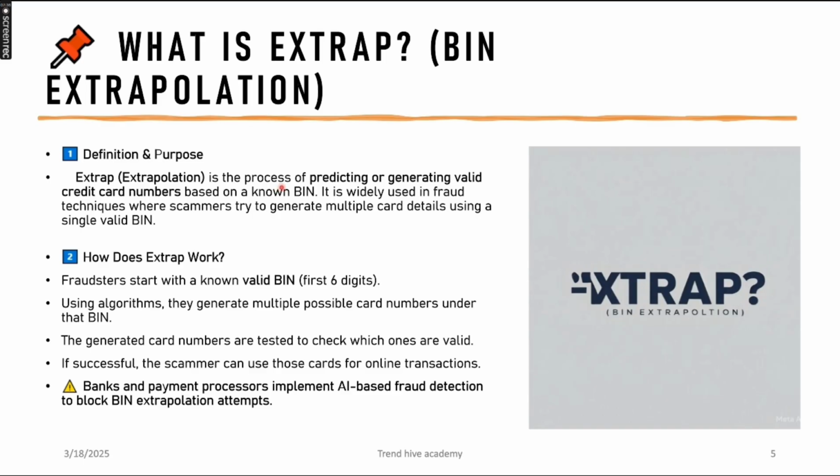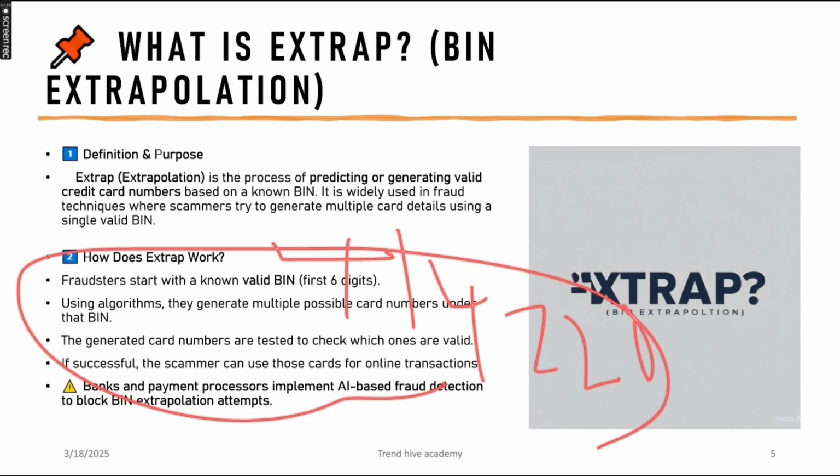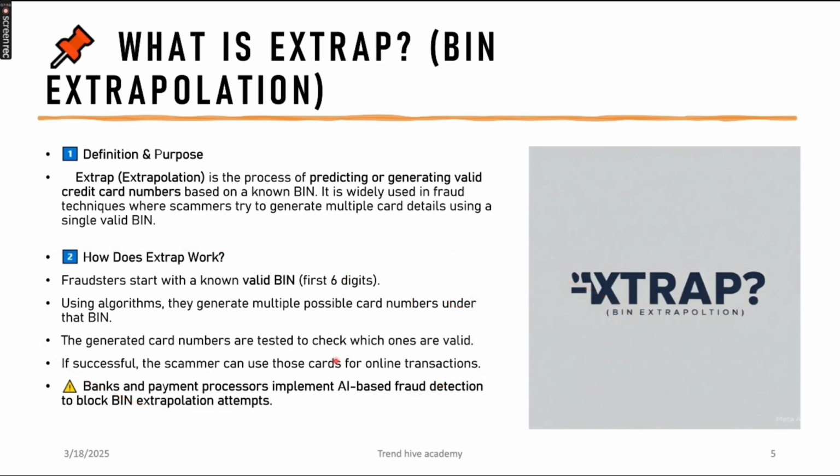Extrapolation, or extrap, is the process of predicting or generating valid credit cards based on a known BIN. As I told you, if the BIN is 414720, then you can easily generate cards, but these cards will not work. Why? Because these are fake, just generated data, not real data. Understood? Extrap is just a term. You need to understand this only. Extrap and BIN are terms which are used widely in carding, so you need to understand everything.